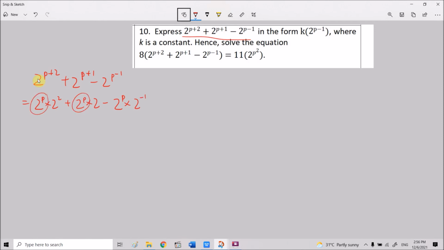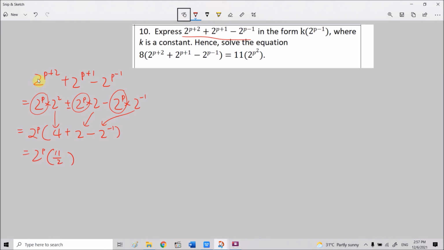Then you can factorize 2 to the power of p. Okay, and what is left inside the bracket here is this, this, and this. 2 to the power of 2 is 4, plus 2, minus 2 to the power of negative 1, which is 1 over 2. Then you calculate. 4 plus 2 is 6. 6 minus 1 over 2, you get 5.5, or it is 11 over 2. Either one.